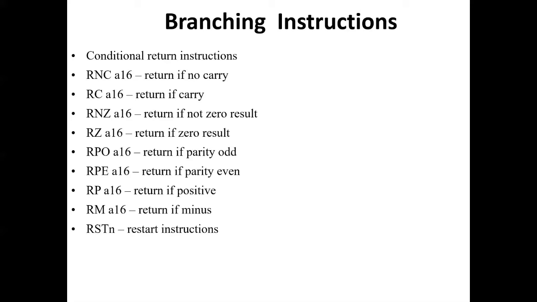RPO is a mnemonic which stands for return if parity is odd. This instruction is used to return to the main program only if parity flag value is 0. If parity flag value is 1, program flow continues in the subroutine sequentially.